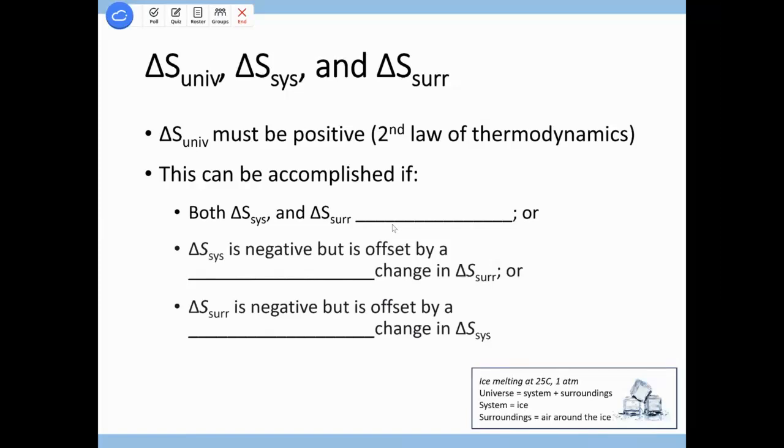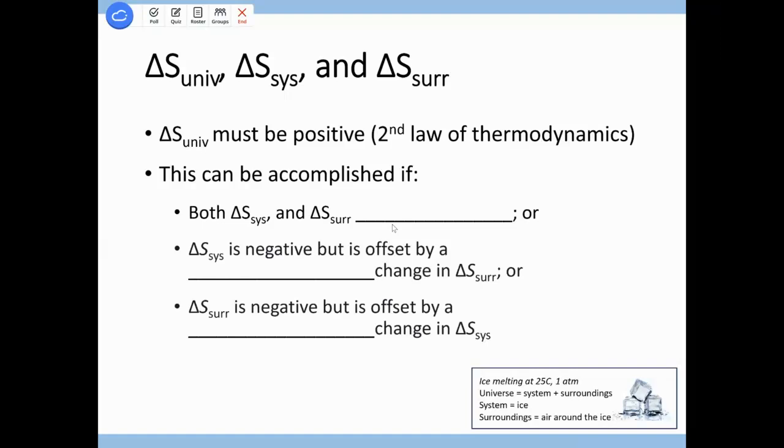So we have delta S of the universe, delta S of a system or reaction, and delta S of surroundings. So remember that for ice melting, the system is the ice, so that's the thing that's going through a change. So ice is melting, that's a phase change. If we have a reaction, that would be the system. Surroundings is the air around the ice, or if you have something in the beaker, it could be the surface of the beaker. The universe is the sum of those two, the system and the surroundings.